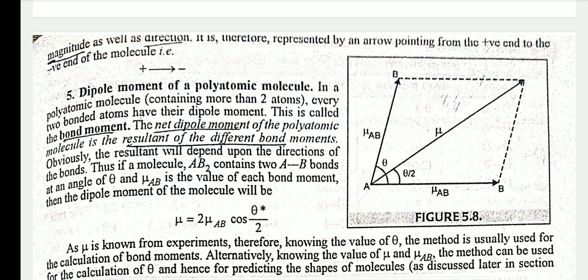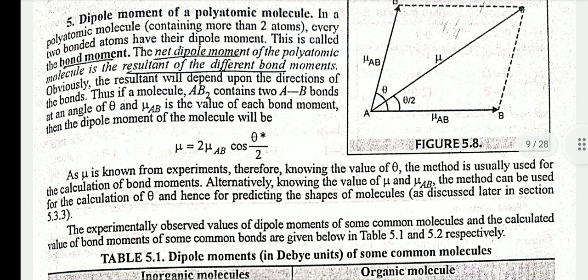Thus, if a molecule AB2 contains two AB bonds at the angle of theta and mu AB is the value of each bond moment, then the dipole moment of the molecule will be mu is equal to 2 mu AB cos theta upon 2. As mu is known from experiments, therefore knowing the value of theta, the method is usually used for the calculation of bond moments.